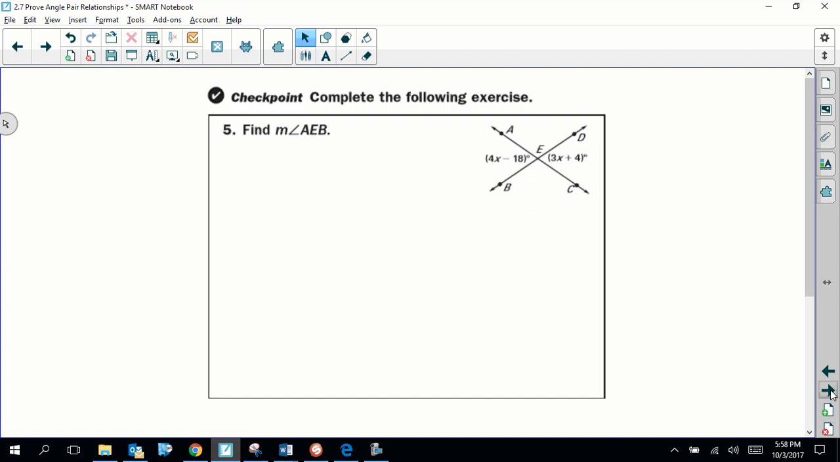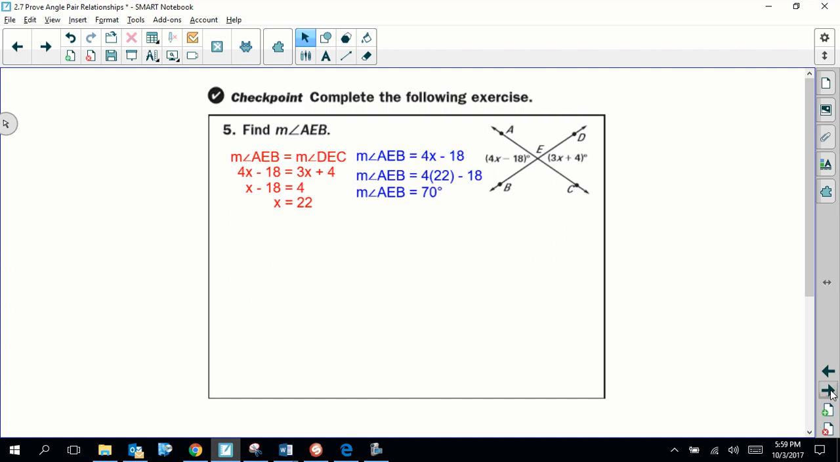All right, so hopefully you have a good answer. And let's see what we have. Find the measurement of angle AEB. Well, angle AEB and angle DEC, those are vertical pairs. So vertical pairs are congruent to each other. So that's how I set up the measurements here.